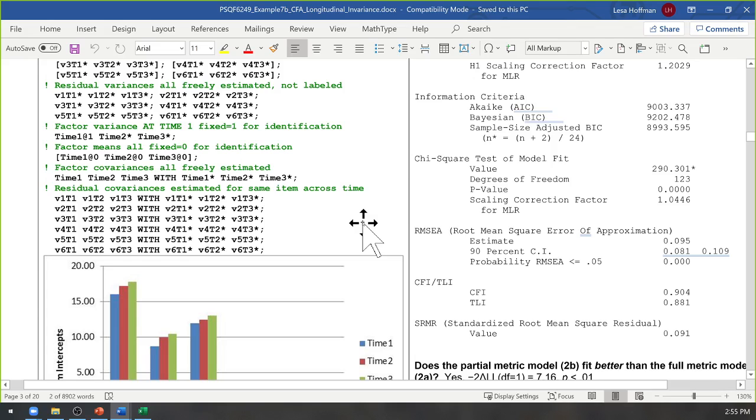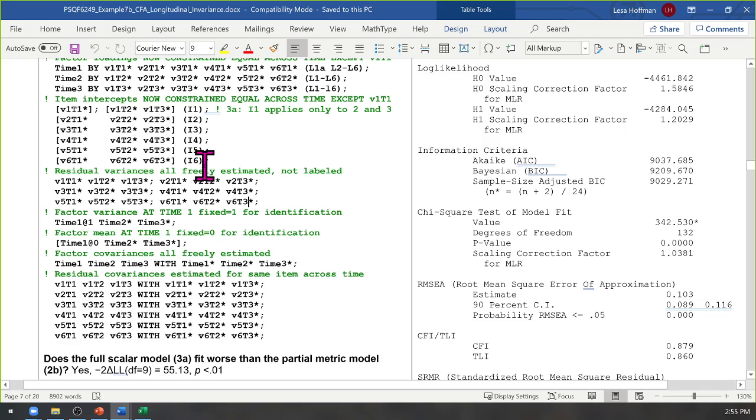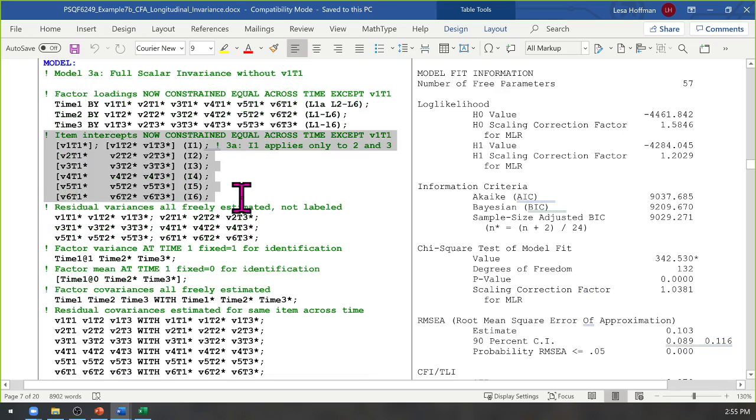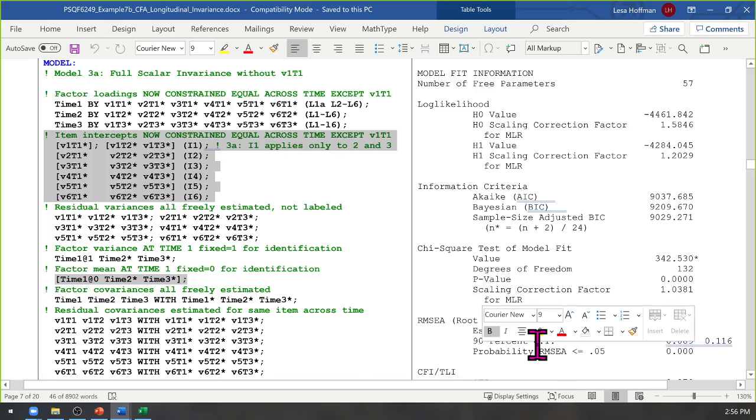Scrolling down to where we were. Here we go, page 7. This is our first scalar invariance model, and I had to change those two sections. So I've added a label to each set of intercepts. Note that for item 1, the intercept for time 1 is its own thing because there's a semicolon here, such that this I1 constraint only applies to time 2 and time 3.